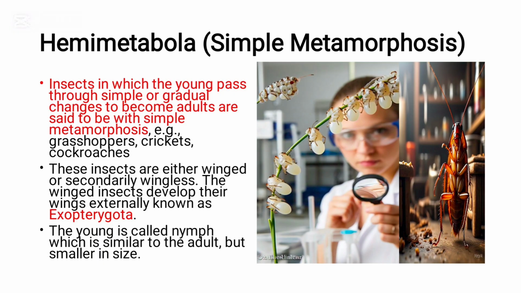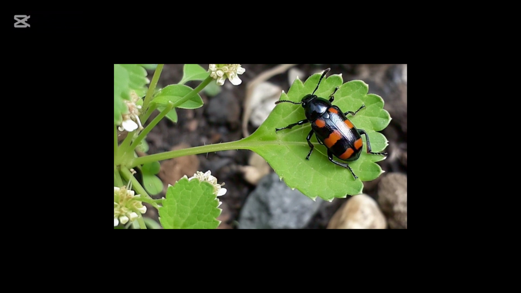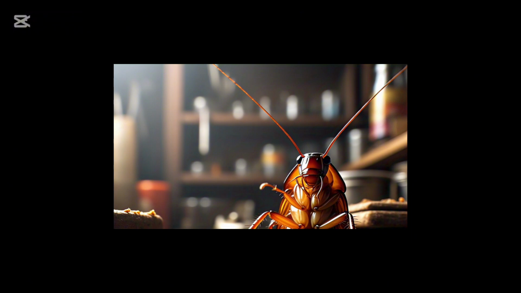Hemimetabola, simple, direct or incomplete metamorphosis. Insects in which the young pass through simple or gradual changes to become adults and have no pupal stage are said to be with simple metamorphosis. Example, grasshoppers, crickets, cockroaches, termites, bugs, etc. These insects are either winged or secondarily wingless.